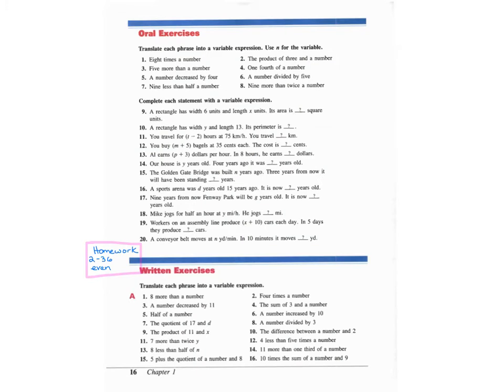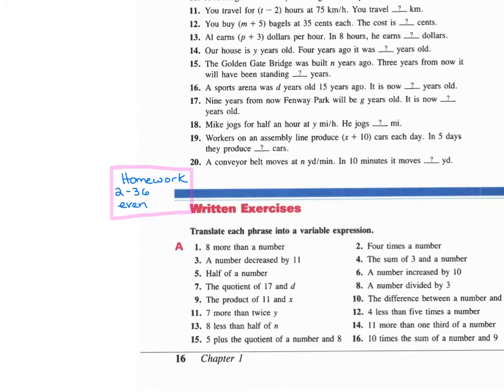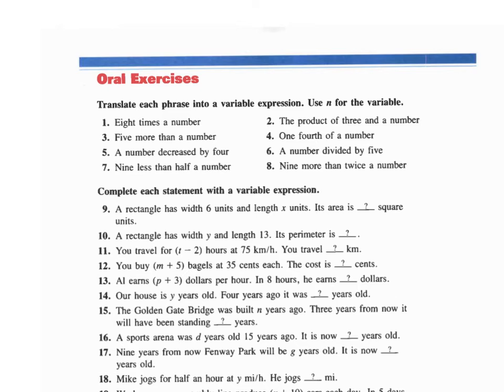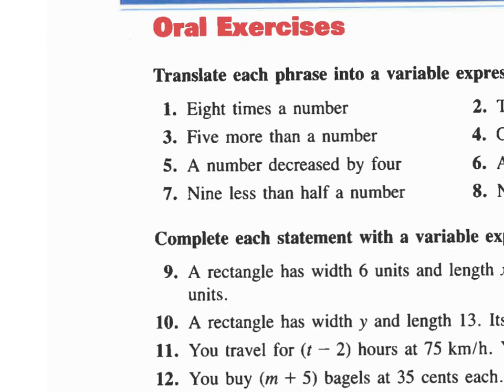Okay, let's do a few of these oral exercises. We'll skip around. Your homework tonight, and when you click on the assignment, it's going to be 2 through 36 even, and that's from the written exercises. But we're gonna do a few more examples here from the oral exercises. All right, so let's go back up here. And can someone tell me the answer to number 1?